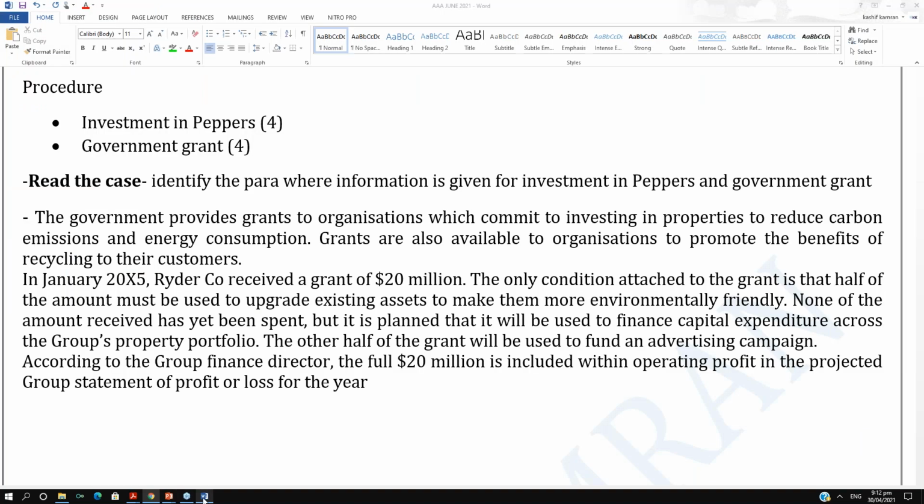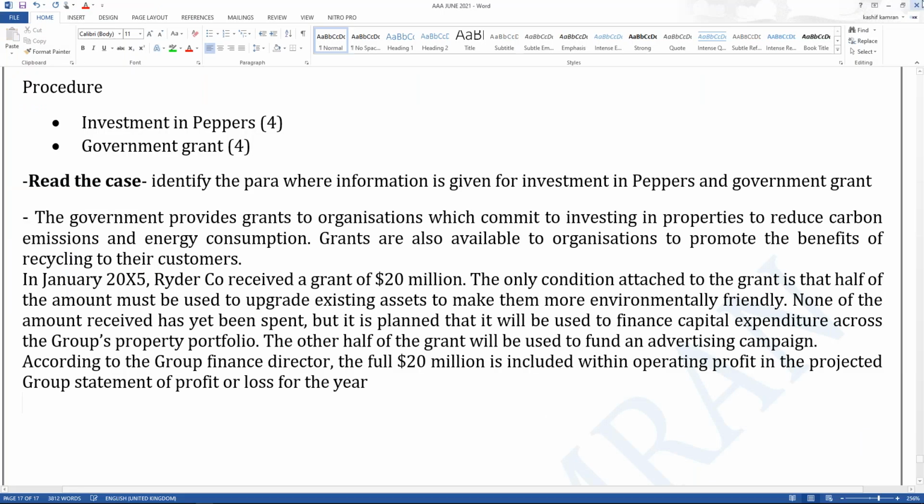Now in the exam, you're reading the information. Suppose you're reading this: The government provides grant to organizations which commit to investing in properties to reduce carbon emission and energy consumption. Grants are also available to organizations to promote the benefit of recycling to customers. In January 20x5, Ryder Company received a grant of $20 million. Is that important information? Should I highlight this as my first information?